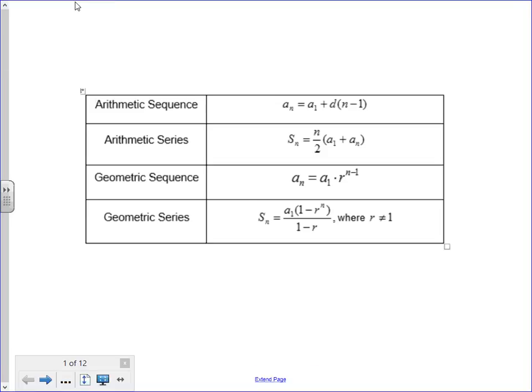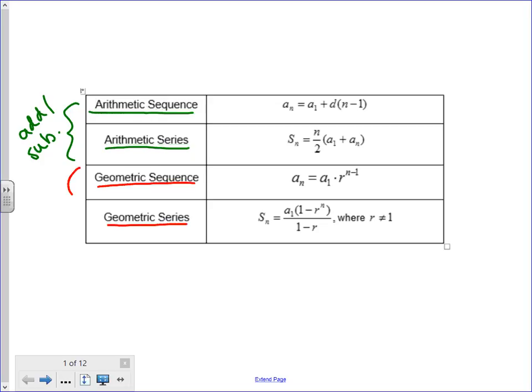All right, let's start going over your unit test review for sequences and series by talking about the different formulas for sequences and series. We have arithmetic sequences and arithmetic series. Arithmetic means that you are adding or subtracting to get the next term in the sequence. When I have a geometric sequence or series, that means you are multiplying each time to get the next term in the sequence.